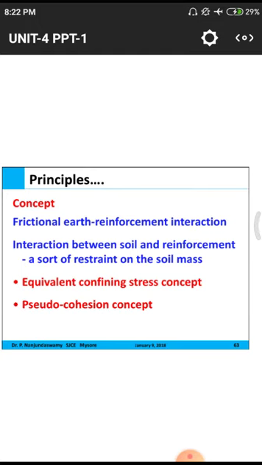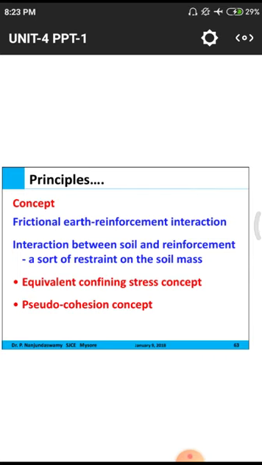After that, along with this friction, there is simultaneously some reinforcement interaction. Friction is there, and additionally there is reinforcement. Due to the combination of these two, the total structure has a huge amount of strength. The interaction between the soil and reinforcement acts as a sort of restraint on the soil mass, giving it huge strength.